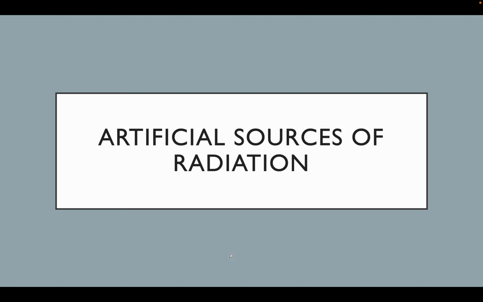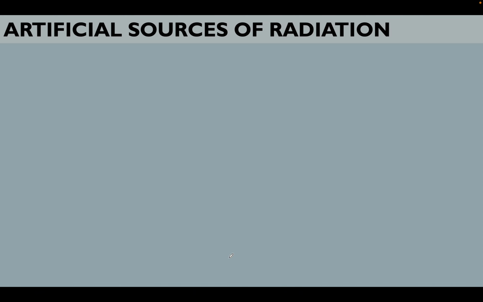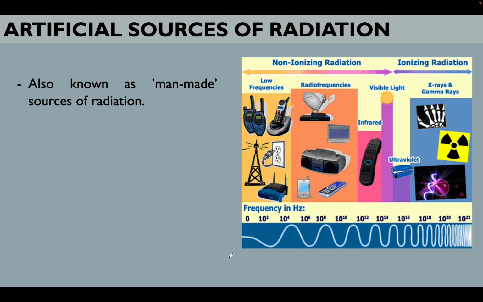Now, since we are done mentioning the natural sources of radiation, we will talk about the artificial or man-made sources of radiation. So, artificial, also known as man-made sources of radiation. Here are some examples of artificial sources of radiation.